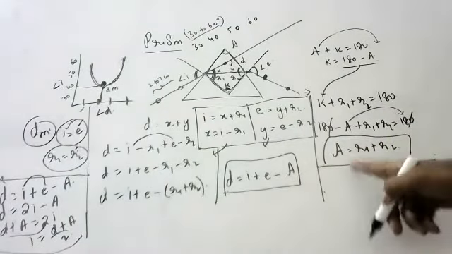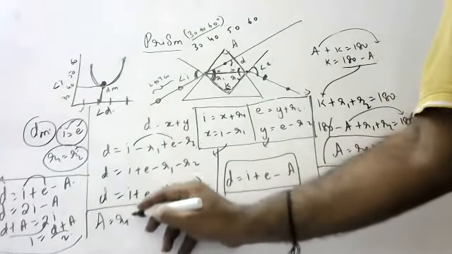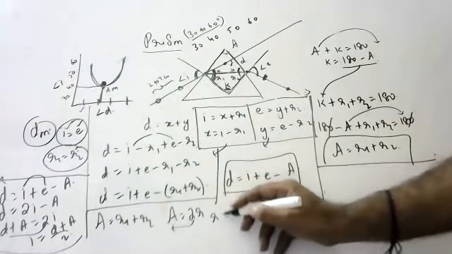What is our second formula? A is equal to R1 plus R2. What happens during minimum deviation? R1 and R2 will become equal. A is equal to 2R. R will become A by 2.